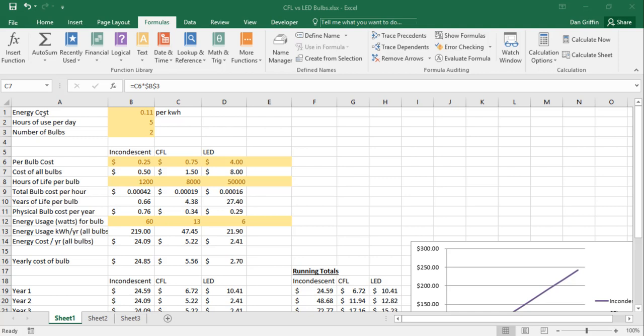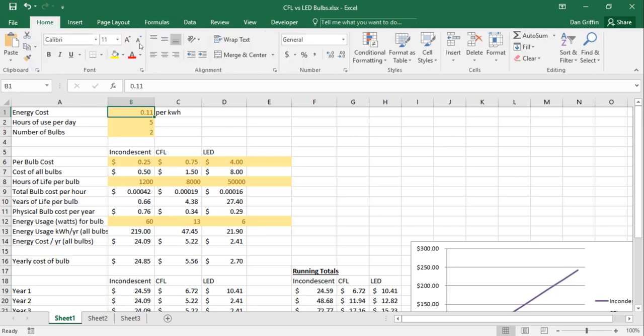So what I've done here is a side-by-side comparison. Anything in yellow is a variable. So the energy cost is the first thing you need to set up, and that's the energy cost that you pay through your power company. For me, I've set that at 11 cents per kilowatt hour. I'll set that to currency.